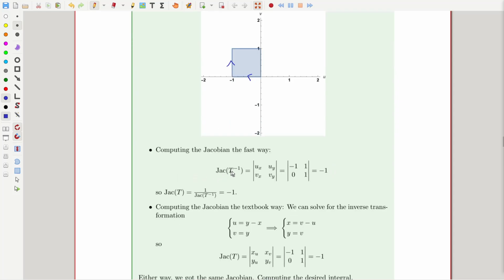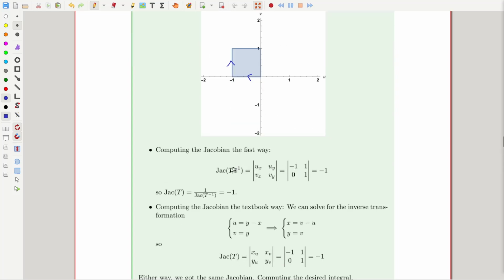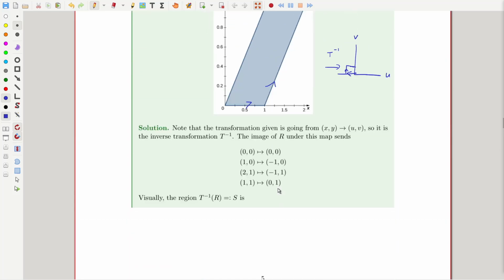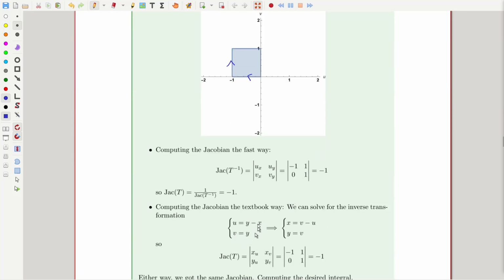Now, computing the Jacobian. I'm going to do this in both ways: the faster way that I showed, and also the textbook way. The faster way is that we use the transformation T inverse that's given to us. So, I actually have it copied down here. This ends up being the transformation T inverse, and this is the transformation T. Maybe I'll label them. It's a bit hard to label this. T inverse is this one, and T is this one.